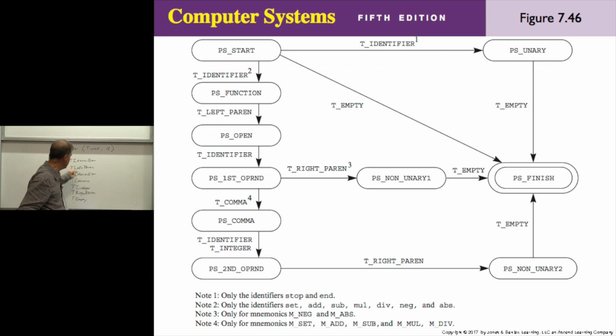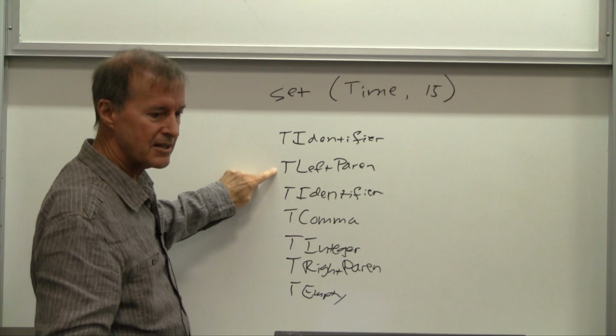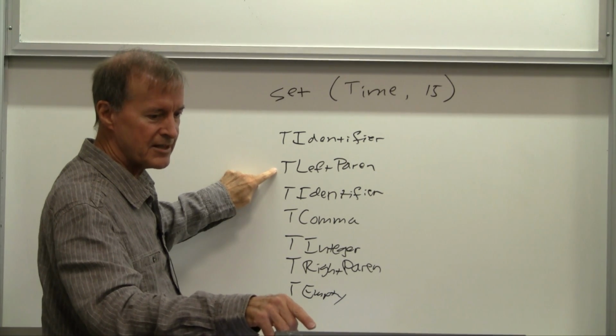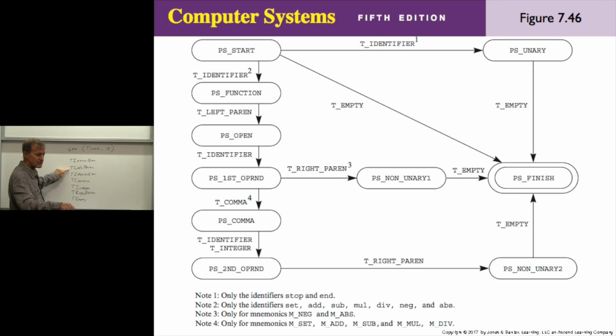So now what state are we in? After we make a transition on T identifier, we are in PS function. Then T left paren will take us down to PS open. This T identifier will take us to PS first operand. And now what's the next thing? A comma. A comma will take us down to PS comma. But look, that's only for mnemonics set, add, sub, mul, and div, because those are the ones that require how many arguments?